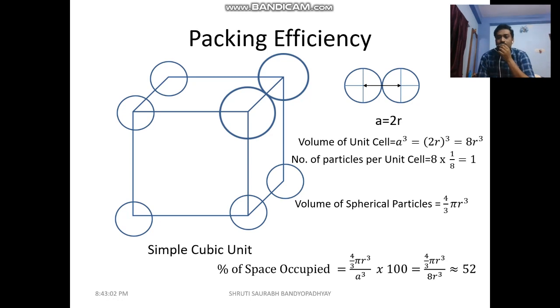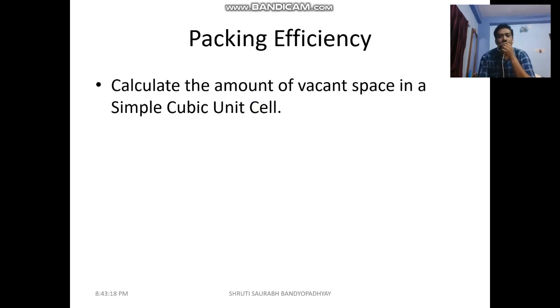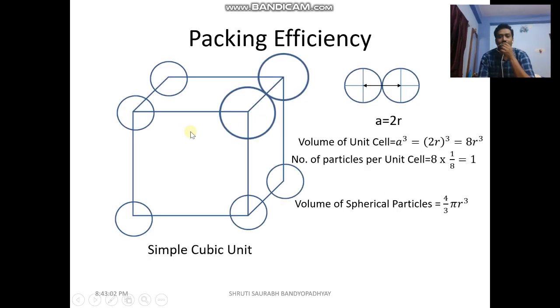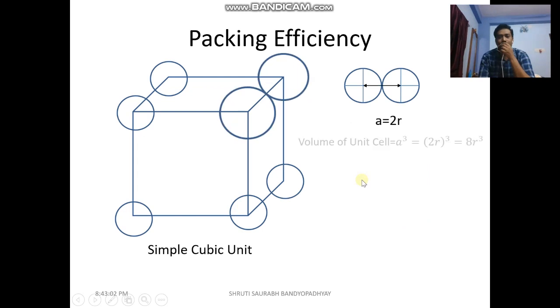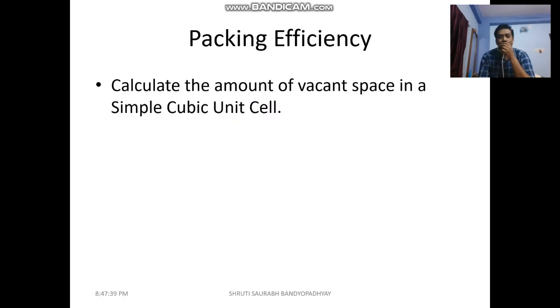Total volume is 8r cube. Total volume is not occupied here. Only 52.4% is occupied by the spherical particles. Okay. Now you calculate the amount of vacant space in a simple cubic unit cell. What will be the amount of vacant space? Vacant space means this vacant space. What will be the amount of vacant space here? Okay. So this is your home task.